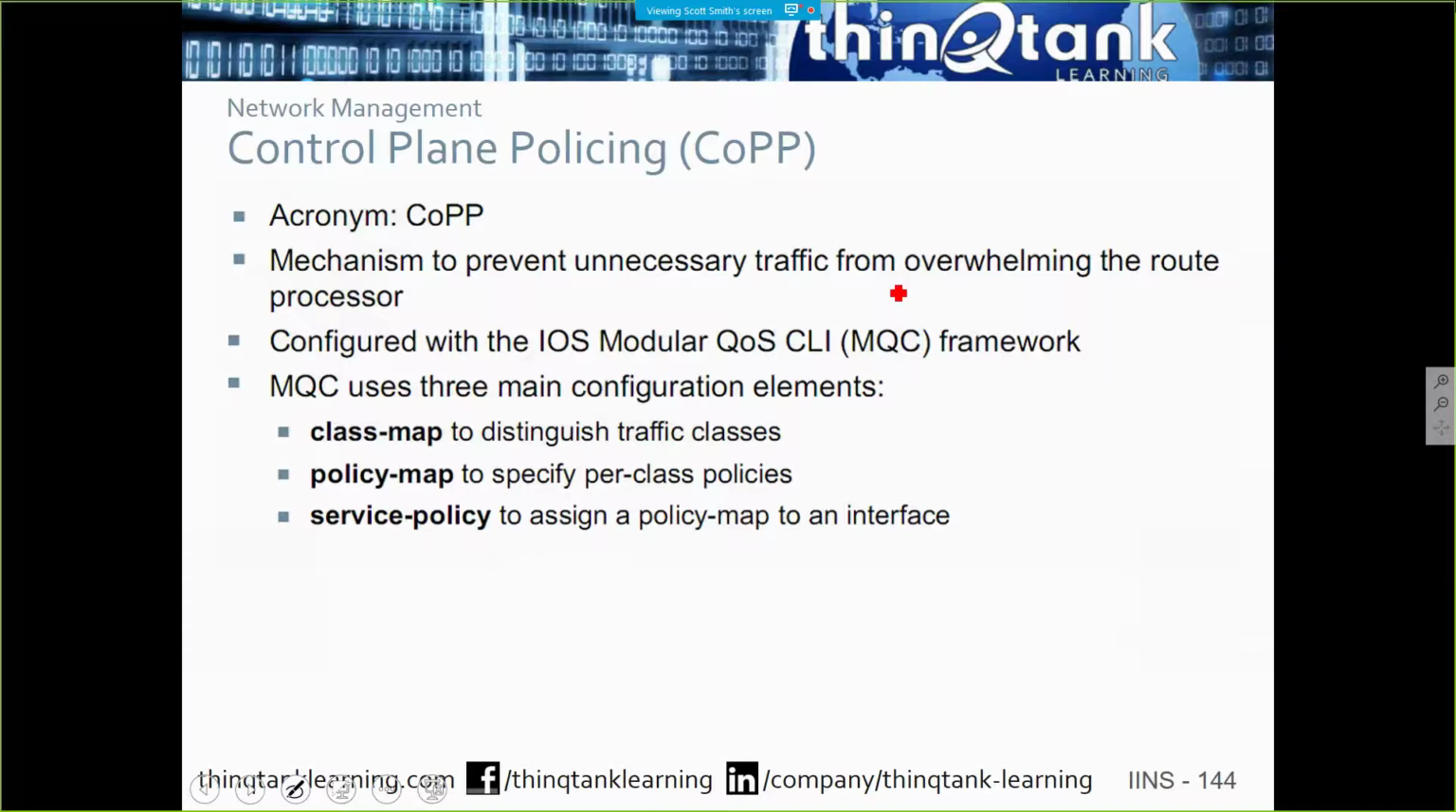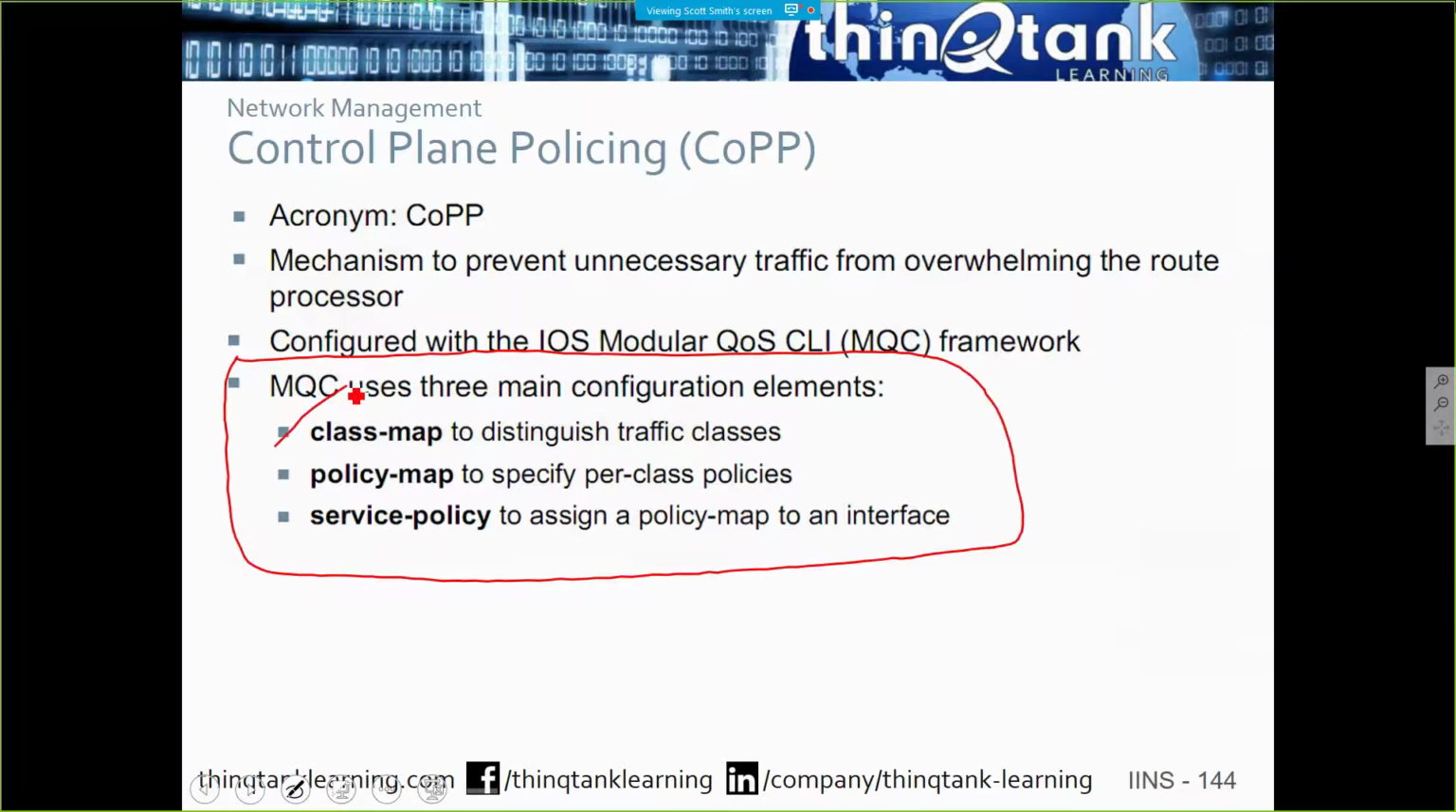We have three things that we're configuring in order to identify the important traffic and identify what's going to happen with that important traffic. So MQC uses three main configuration elements. The first thing is a class map. Now, before I can do anything to traffic, whether it's for QoS, security policy, policy-based routing, whatever it might be, I have to classify that traffic first. A class map gives us the ability to classify traffic into a particular class.